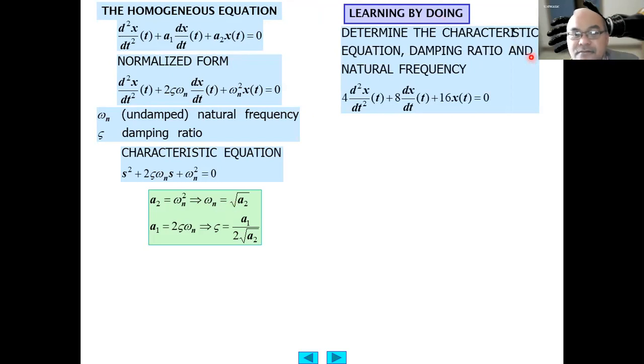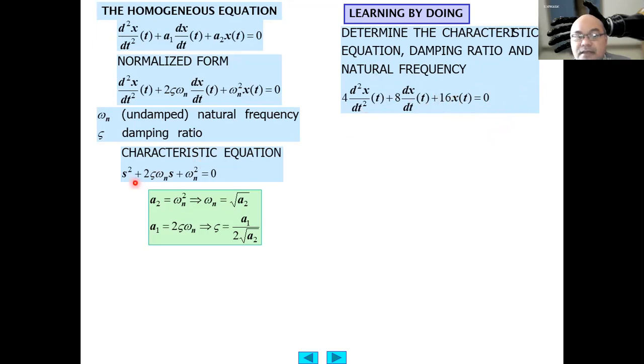So we just use this relationship to find the omega n and zeta of the response solution to that second order circuit. For example, we have derived the equation for a second order circuit and obtained this second order equation: d square x dt square plus 8 dx dt plus 16 x(t) equals 0. You are asked to determine the characteristic equation, the damping ratio, and the natural frequency.